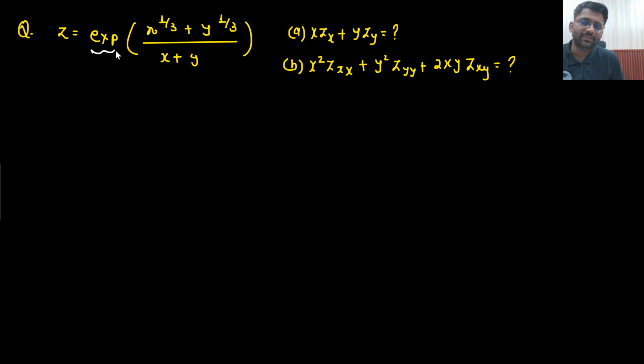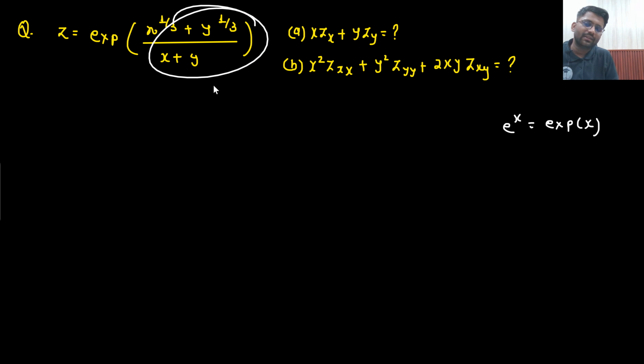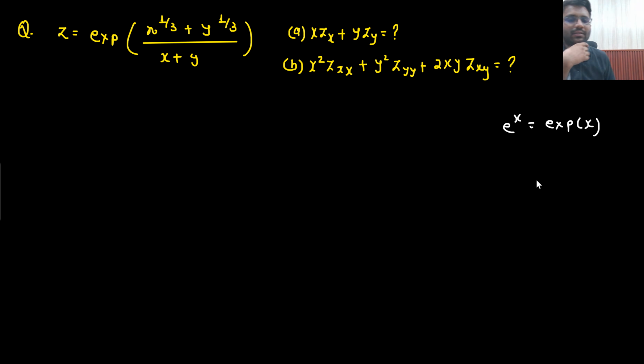What is the meaning of this exp? Exp means exponential. Basically e to the power x could be written as exponential x. So this is e to the power this thing. Understandable? So this is the meaning of exp. Again we need to find out x zx, y zy, all these things. Just by looking at it, I understood one thing, that it will not be a homogeneous function.